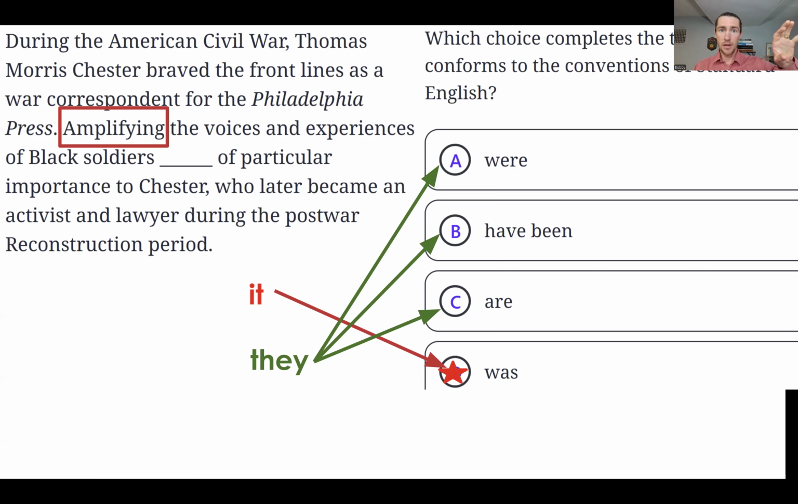One of them works with 3, one of them works with 1. The one that works with 1 is your right answer. Conversely, we could have found the subject, which is the word amplifying.